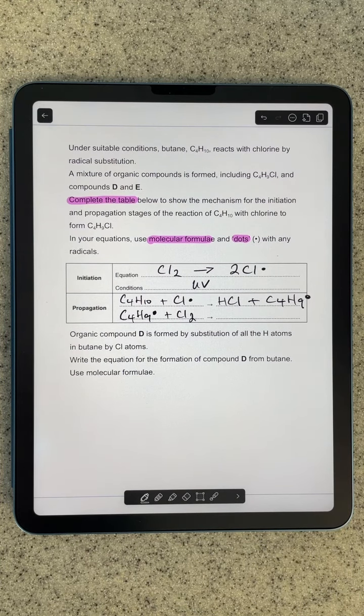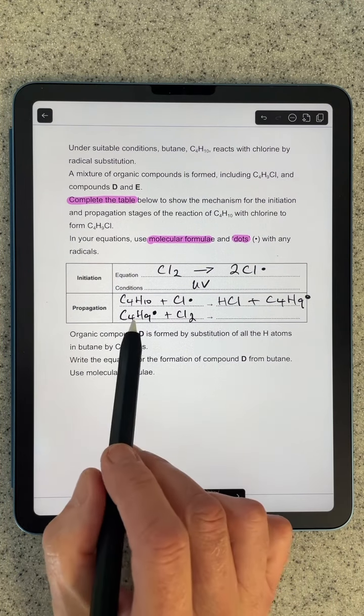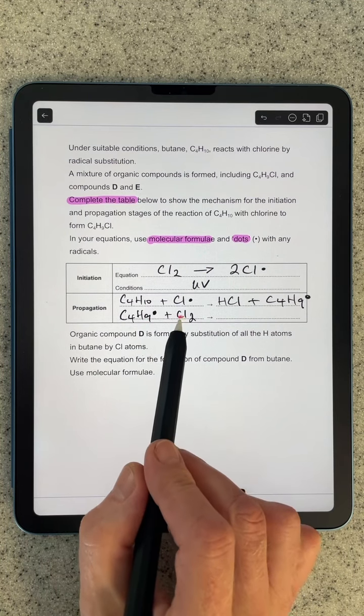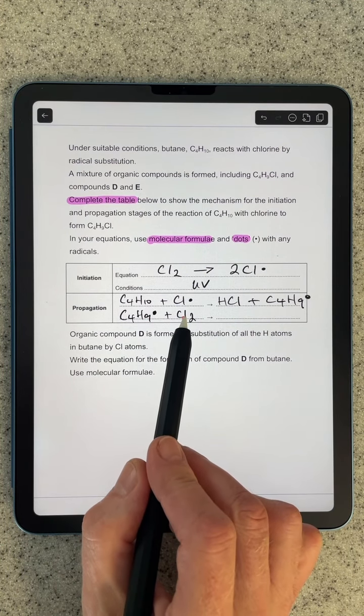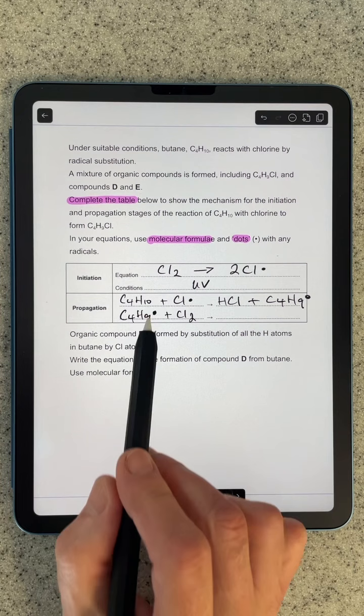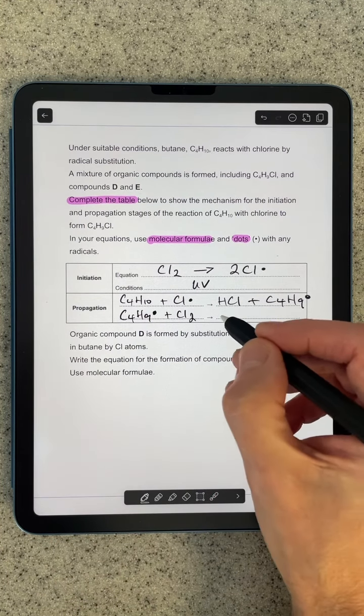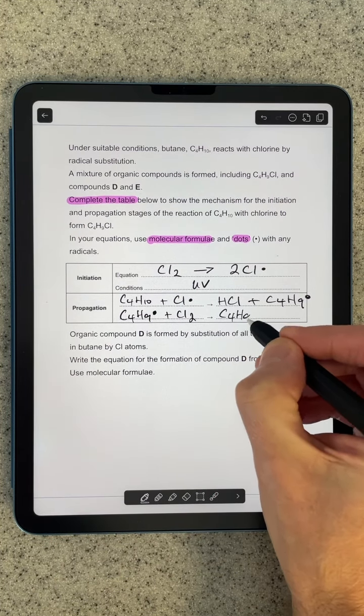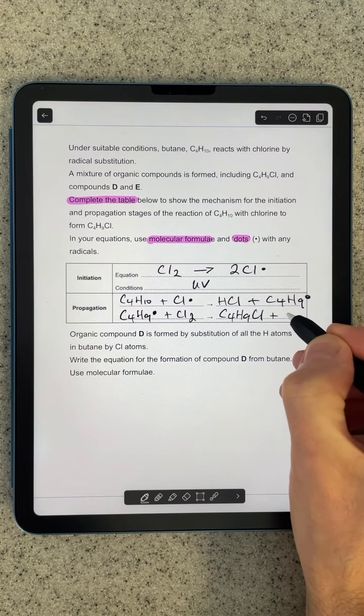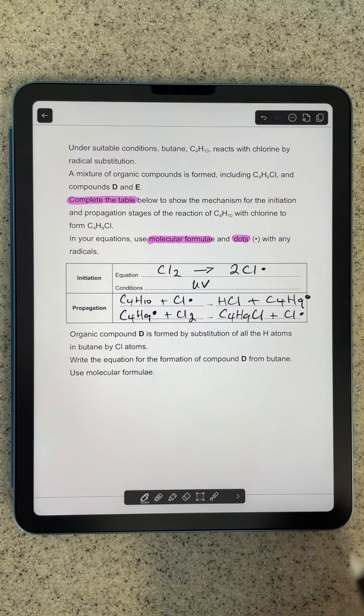And then the second propagation step, we take that radical we've just formed and we react it with a chlorine molecule, so Cl2. And what that new radical is going to do is it's going to steal one of these chlorines, take its electron as well and pair that electron up. So we're going to get C4H9Cl and we're going to make a chlorine radical.